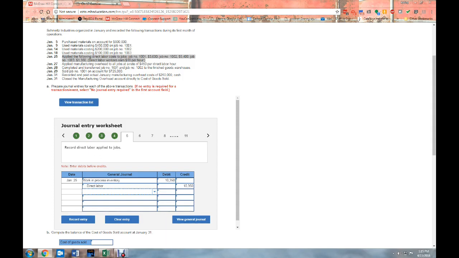Okay, so again, all we did was add those costs together, because from January, these three entries, we know that 1001, 1002, and 1003 have to be in work in process. So their related labor costs go in there as well. Okay.